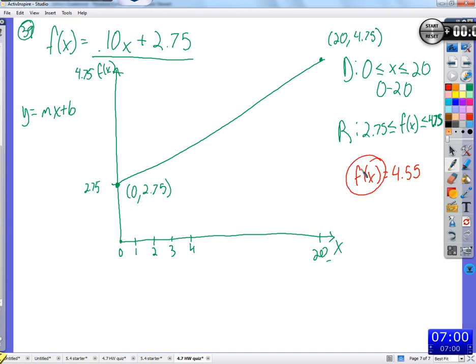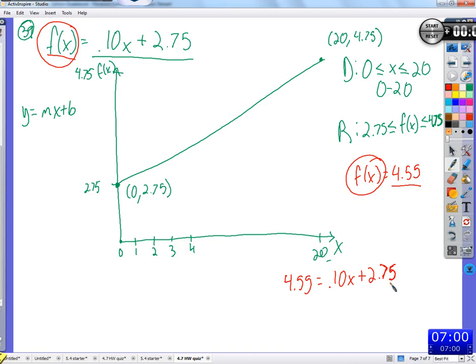f of x is 4.55. Look, where else do you see f of x? Right there. That grouping of symbols, which represents the output of the function, is the part that equals 4.55. We can just directly substitute 4.55 for f of x, because they're saying they're equivalent. Substitution. 4.55, that's f of x, equals 0.10x plus 2.75. Does that make sense?